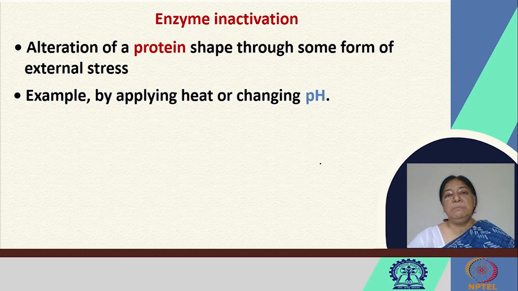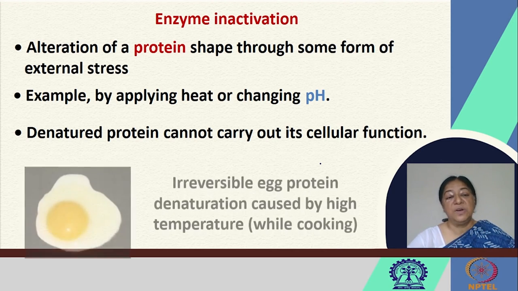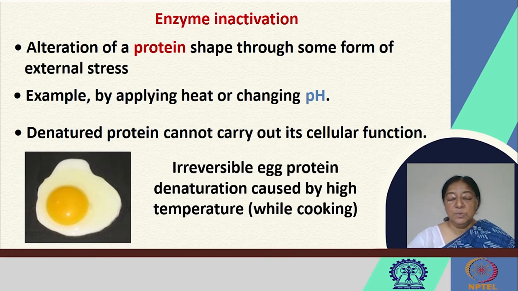For example, by applying heat or changing the pH, what will happen, as we studied earlier, is we will have a denatured protein, and this denatured protein cannot carry out its cellular function. For example, the most common example is irreversible egg protein denaturation caused by high temperature.